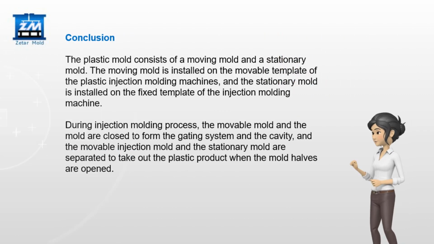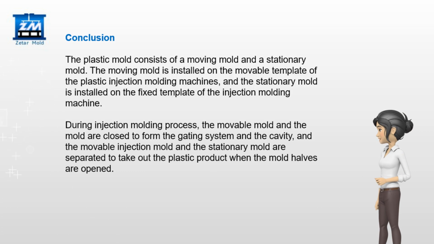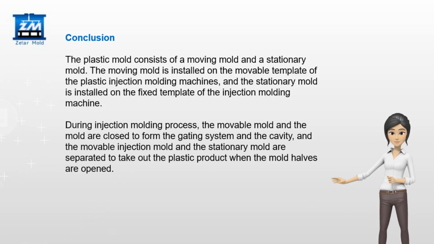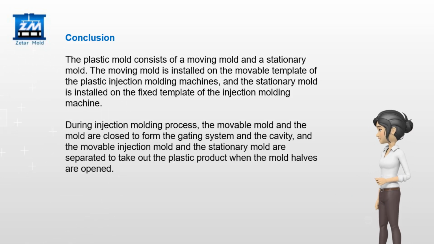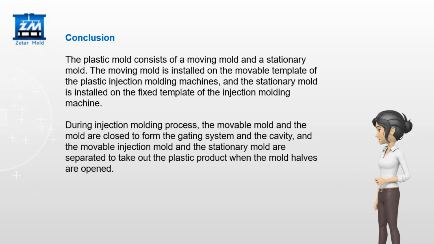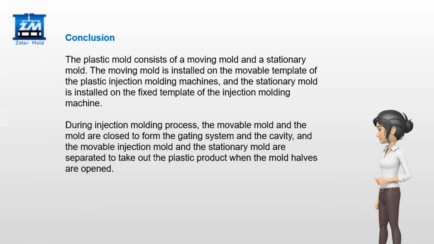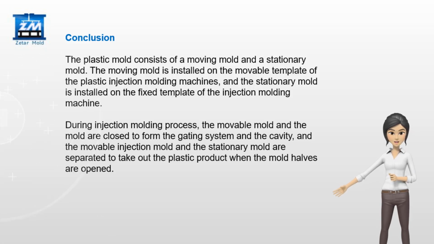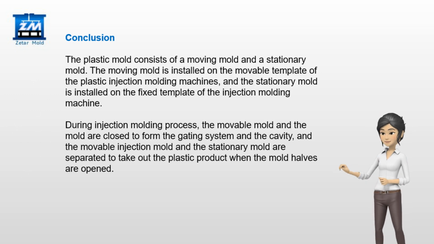Conclusion. The plastic mold consists of a moving mold and a stationary mold. The moving mold is installed on the movable template of the plastic injection molding machine, and the stationary mold is installed on the fixed template of the injection molding machine. During the injection molding process, the movable mold and the stationary mold are closed to form the gating system and the cavity, and the movable mold and the stationary mold are separated to take out the plastic product when the mold halves are opened.